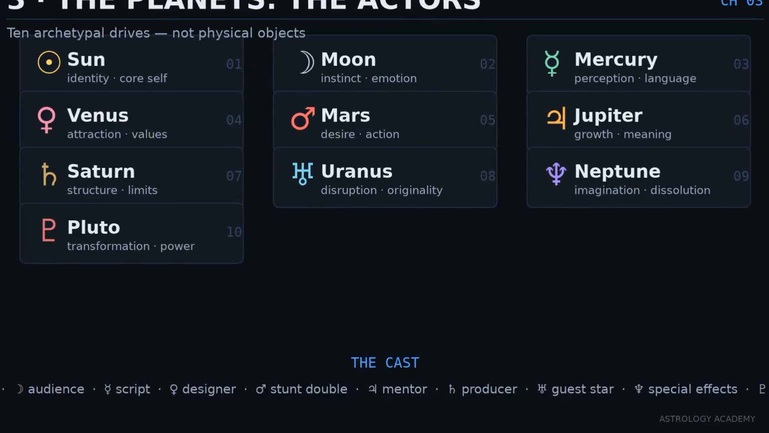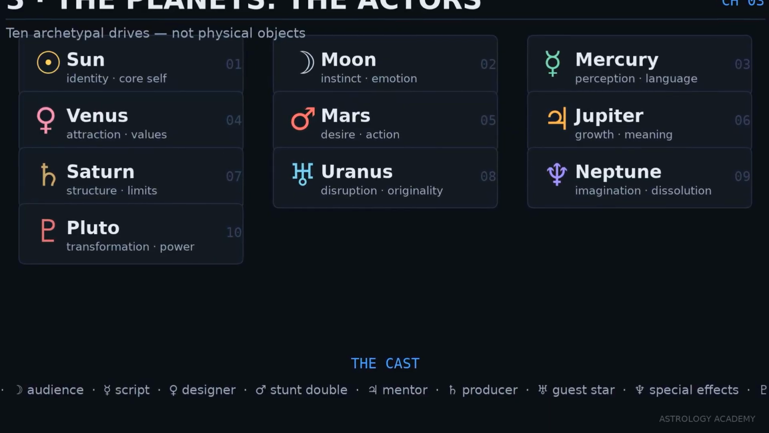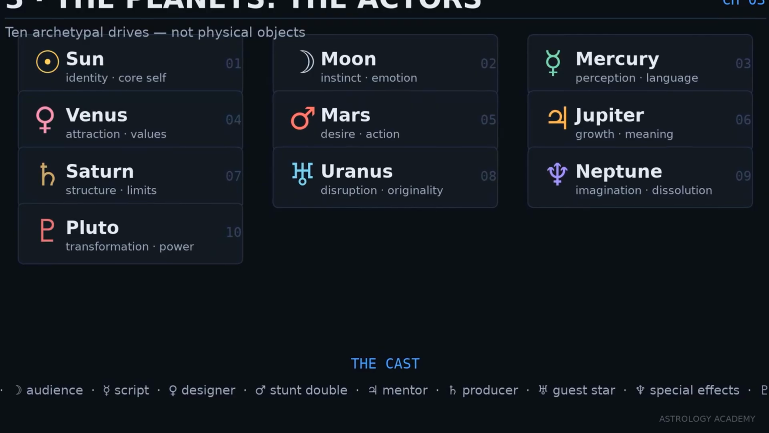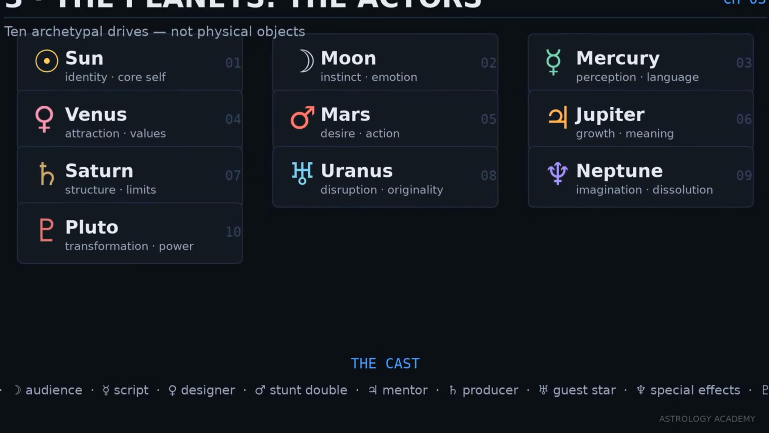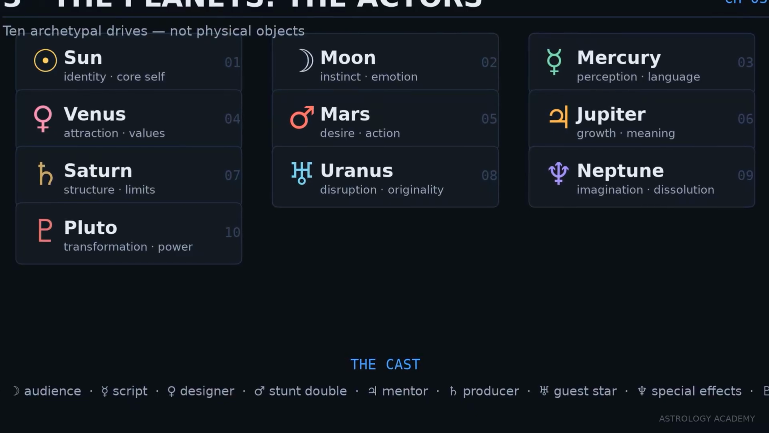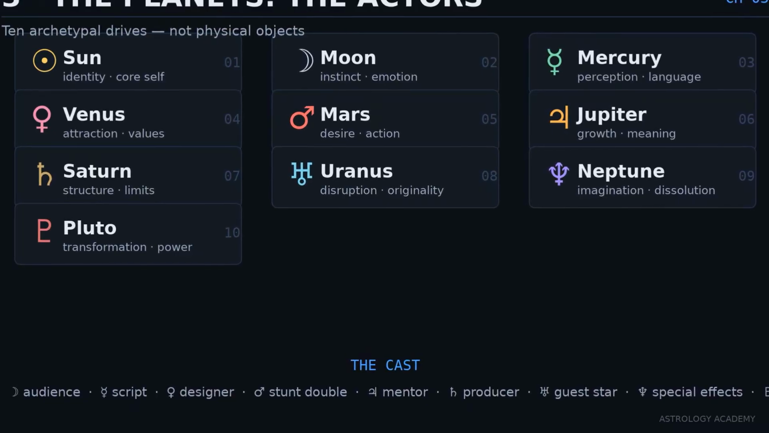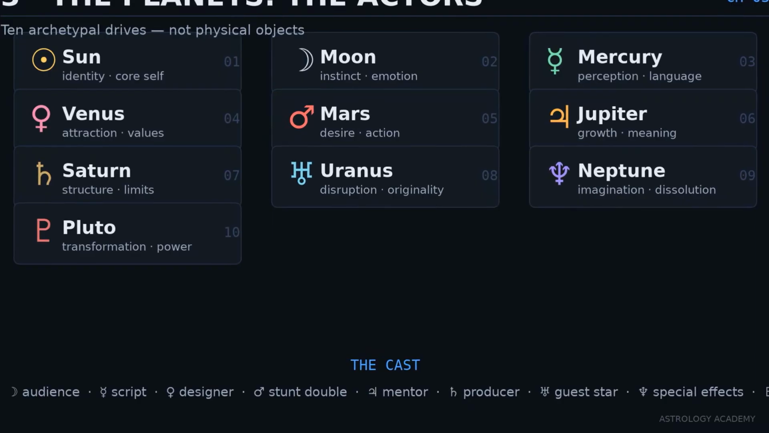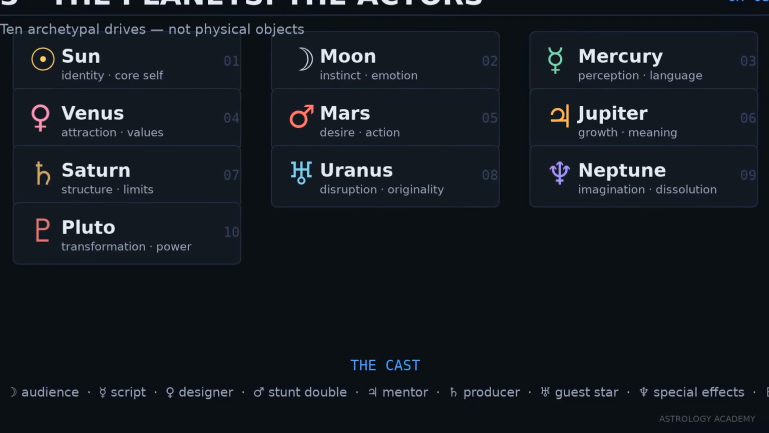A useful phrase: the sun is the director, the moon is the audience, Mercury is the script, Venus is the designer, Mars is the stunt double, Jupiter is the mentor, Saturn is the producer, Uranus is the guest star, Neptune is the special effects, and Pluto is the rewrite.